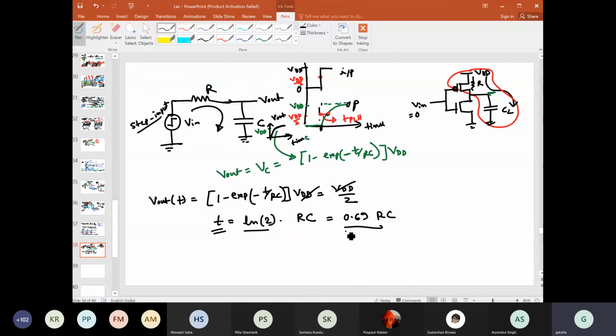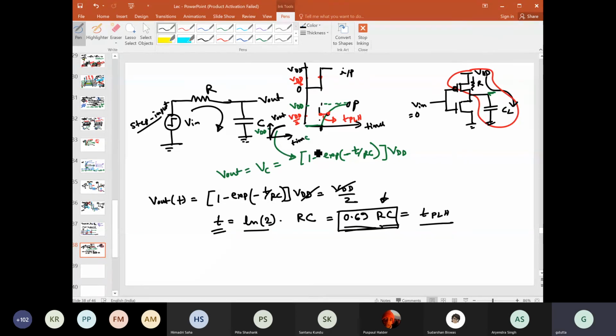So what is this T? This T is nothing but TPLH. Now see, TPLH can be given in terms of this relation. It is 0.69 of RC, right? Now, what is this R? R is the resistance of this MOSFET, right? We'll see how to calculate this R value. This part is clear.